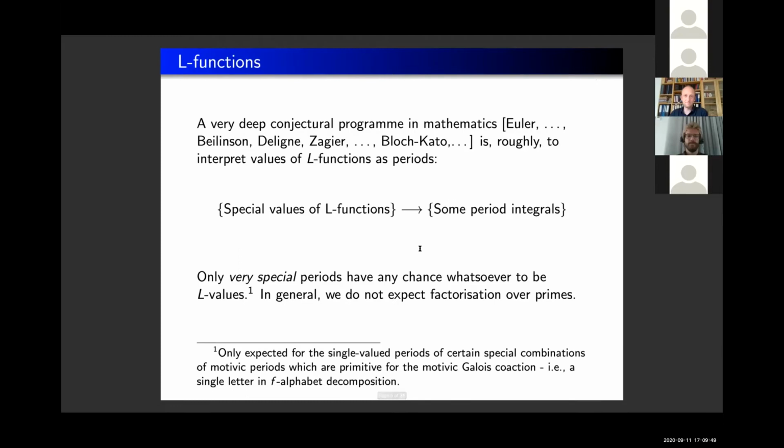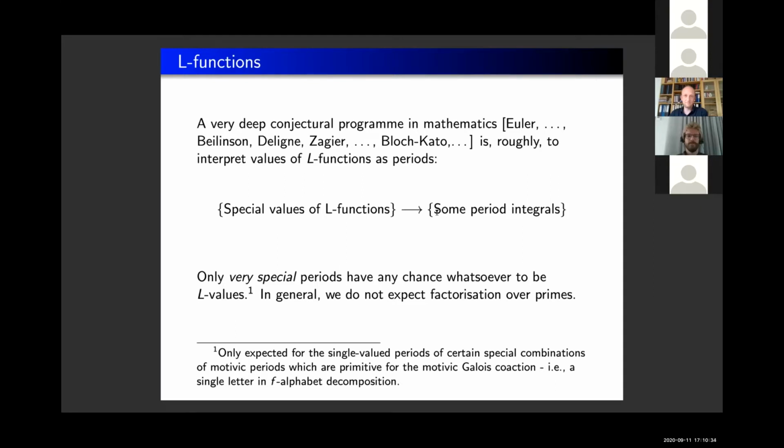Okay, so this brings us to the subject of L functions. There's a very deep and very conjectural program that goes back all the way to Euler. And the list of names of people who've spent their entire lifetimes working on this would fill an entire slide. So I've been very brief here. And very roughly speaking, it is to look at L functions and interpret their values as periods. So occasionally, by accident, periods will happen to be values of L functions, and we've seen many examples of this. However, it will be exceptionally rare for a period integral to happen to be the value of an L function.